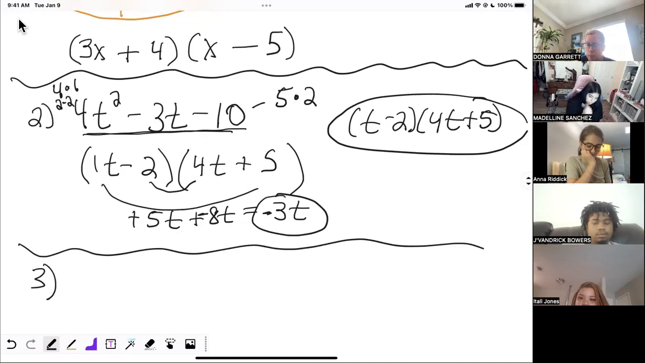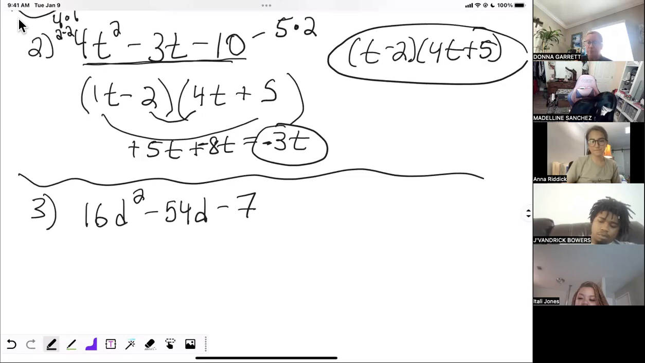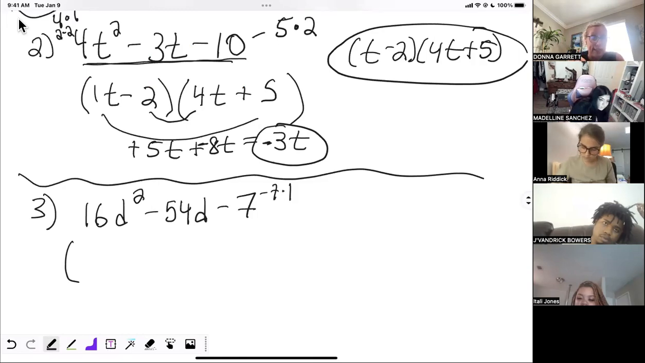Three. Let's do 16d squared minus 54d minus 7. Okay, we got a really big number in the middle, 54. We'll have to think about that. But 7 is awesome because all I have is 7 times 1. Oh, by the way, can I factor anything out? No.